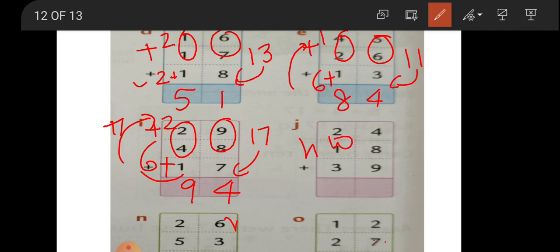Now 3 sums here I am giving you as homework. You will do this homework. Okay, children? Yes, you can solve page number 36 of your book. Okay.